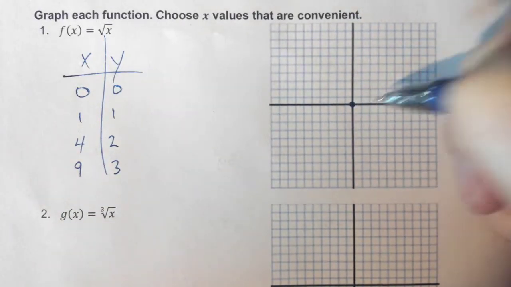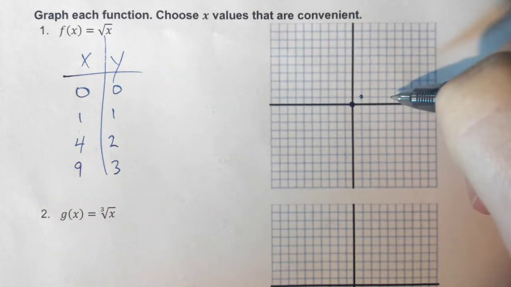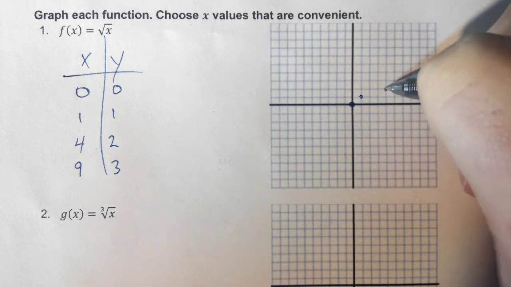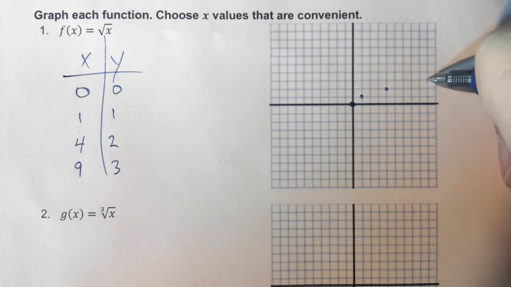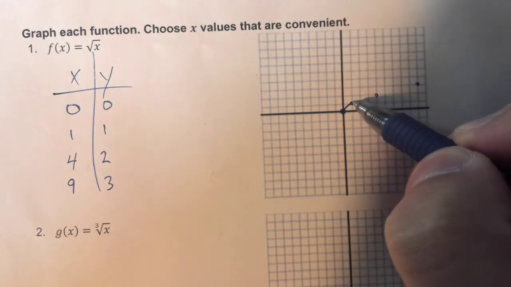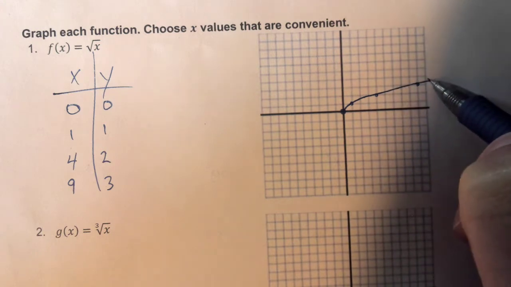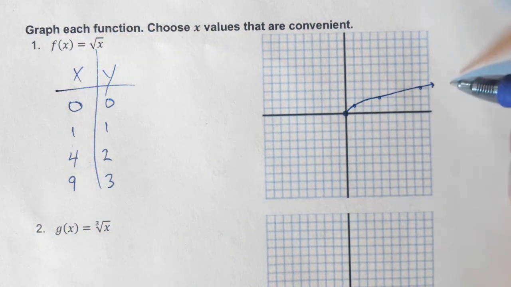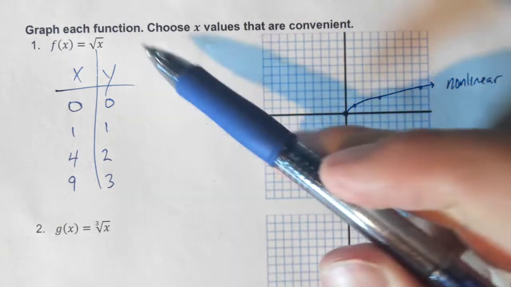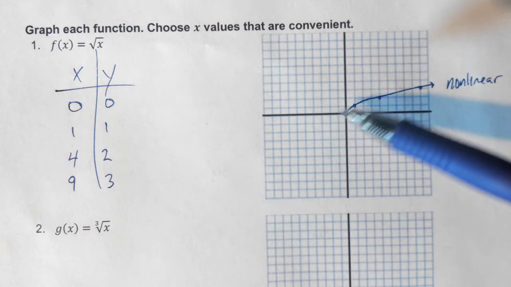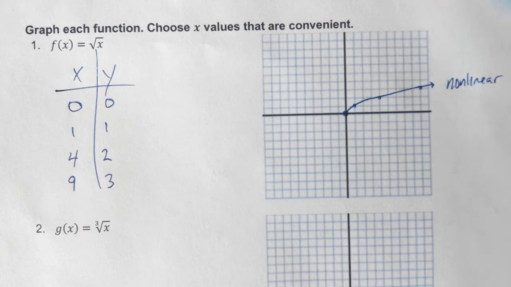So we'll plot those points. 0, 0, right there at the origin. 1, 1, right 1, up 1. Right 4, up 2. And then right 9, up 3. So what this graph looks like, it's super curvy at the start, and then it kind of starts to flatten out. That's what it looks like. So it's kind of a ray, but it's non-linear, right? Because it's not a straight line. So square root, cube root, any root function is going to be non-linear. It's not a straight line.